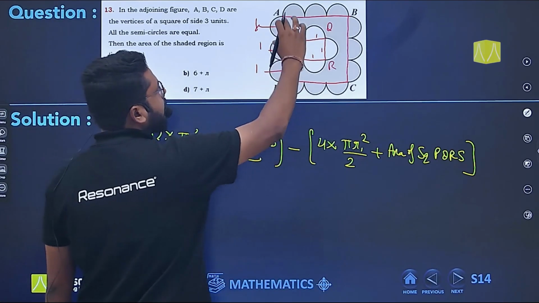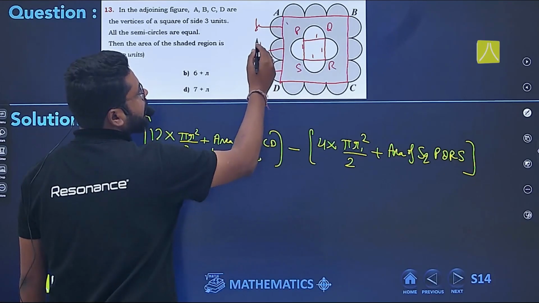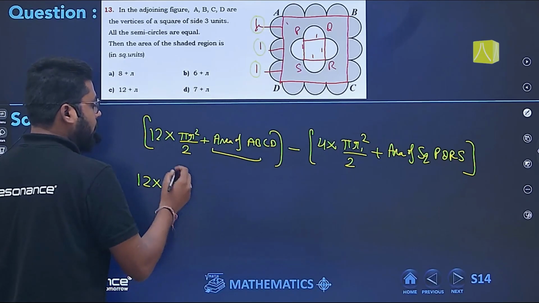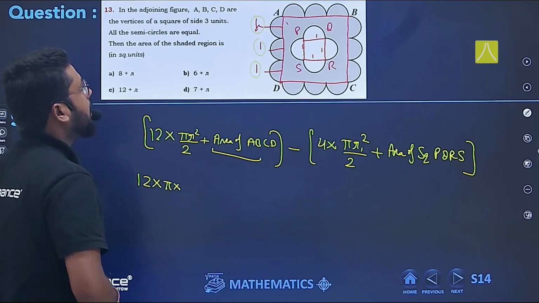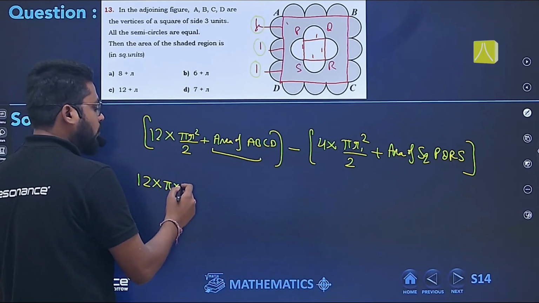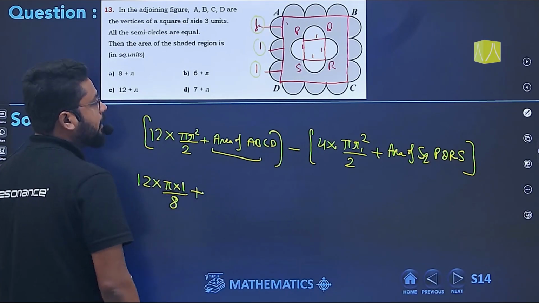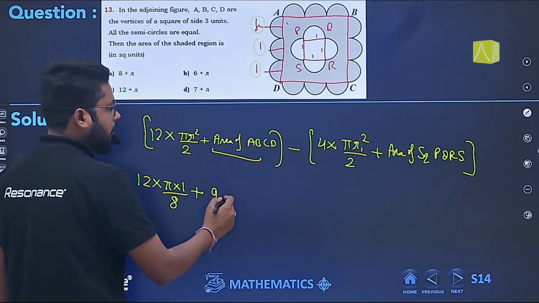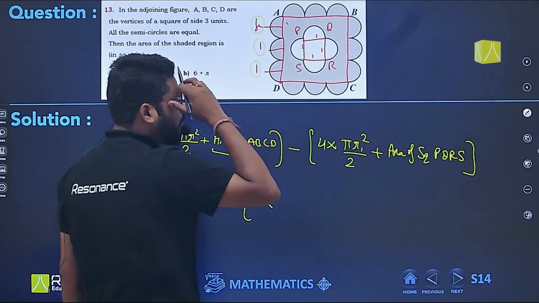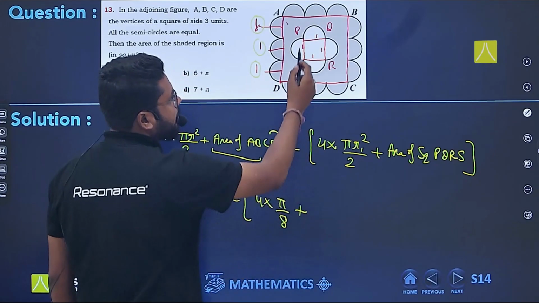For this outer region the side is 3, so the diameter is 1, because this is 1, this is 1 and this is 1, so the radius will be 1 by 2. So r square will be 1 by 4, so in the denominator it is 1 by 8, plus area of square ABCD will be 3 square, which is 9, minus 4 into, again here the diameter is 1, so the radius will be 1 by 4, so pi by 8, plus area of square PQRS. PQRS is 1 into 1.